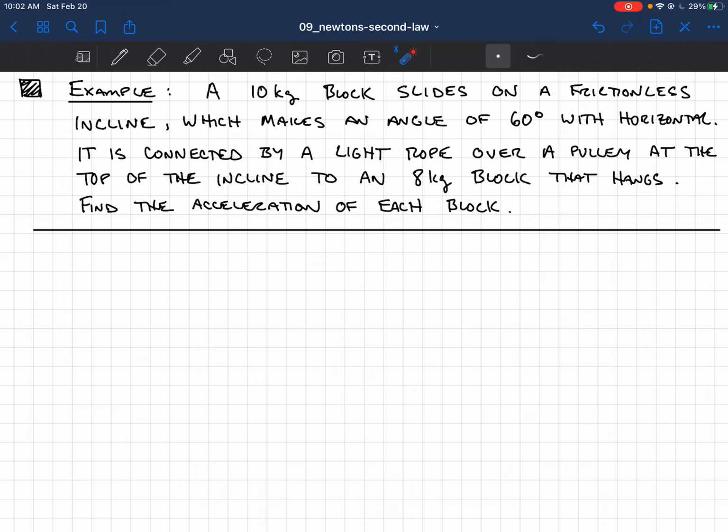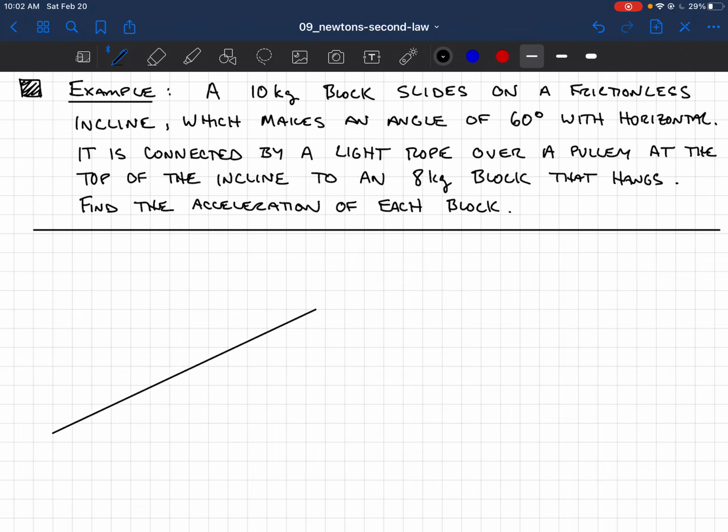The incline makes an angle of 60 degrees with respect to the horizontal, but it's then connected by a light rope over a pulley, which we should probably also say is a light pulley with no friction. And that pulley is up at the top of the incline, and then it's holding an 8-kilogram block hanging downward. So the picture looks like this.